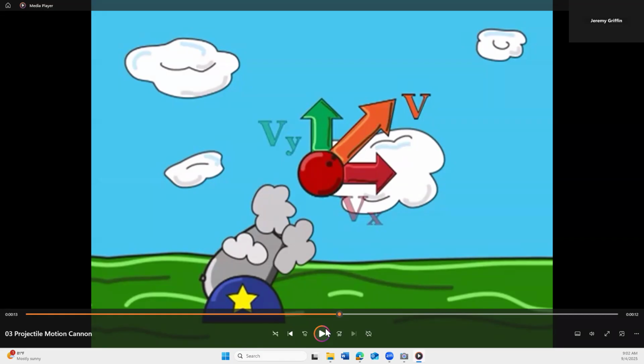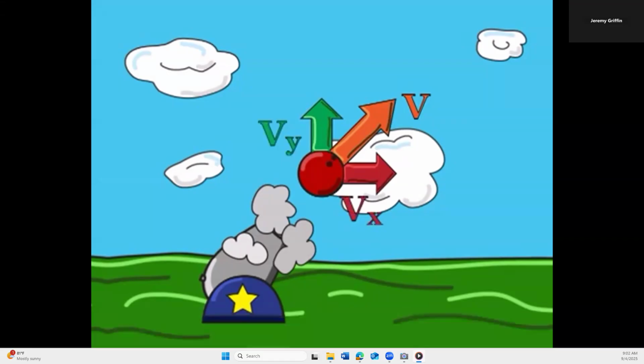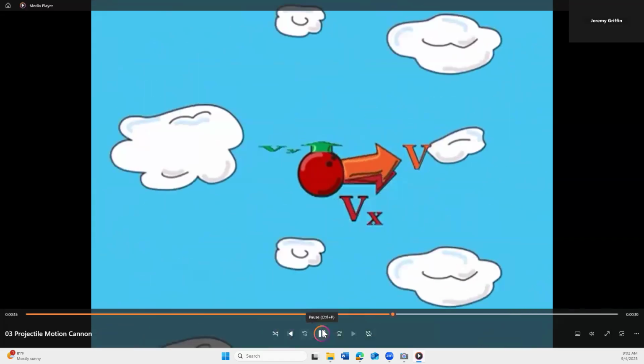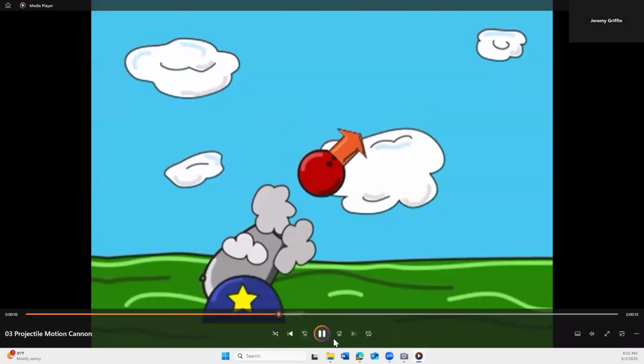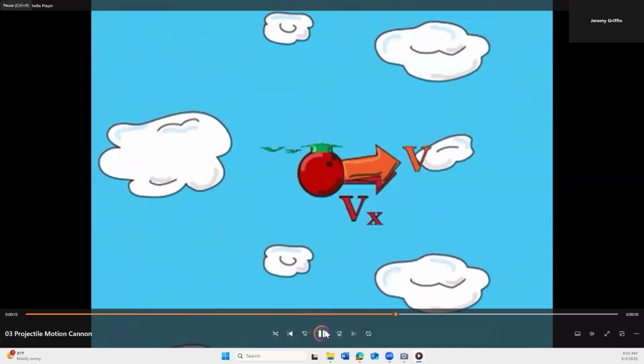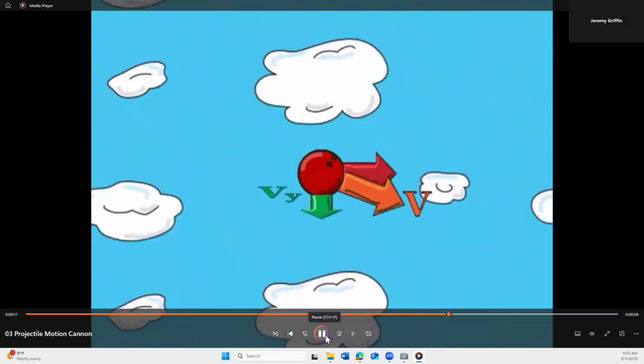Now let's see what happens to the motion of this cannonball as it goes through the air. Let's check this out. I might play this a few times. Guys, what basic shape do you think that cannonball is tracing as it flies through the air? It is a parabola, isn't it? Yeah, that's a parabola.